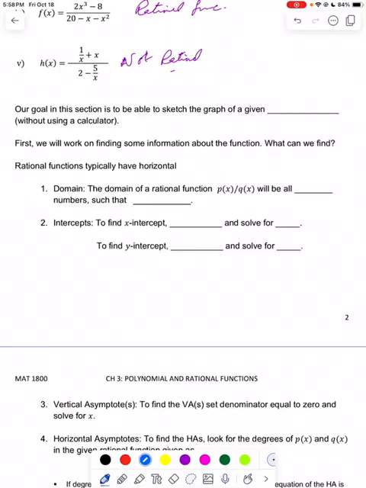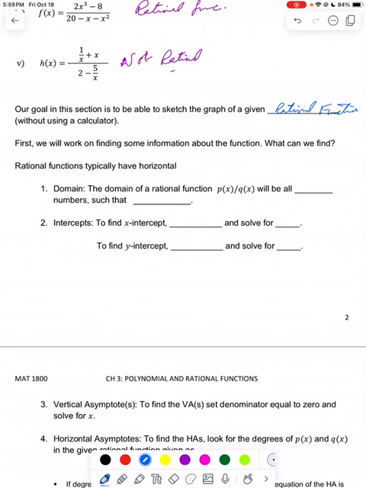Continuing with section 3.6. So we saw what rational functions look like, or what functions we can designate as rational functions, and which we designate as not rational functions. Now our goal in this section is to be able to sketch the graph of a given rational function, because that's the function we are discussing in this section. So without using a calculator, remember.